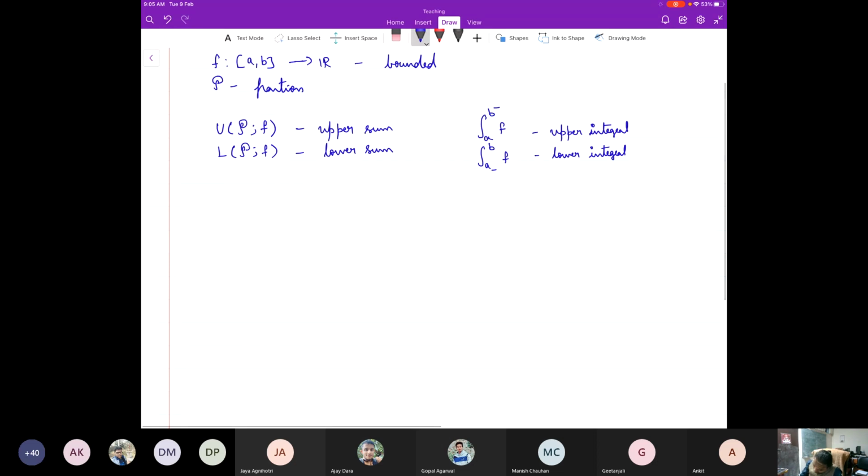And then we had a characterization. Yeah, so f is Riemann integrable if and only if for every epsilon greater than 0, there exists a partition P_epsilon such that the upper sum minus the lower sum is less than epsilon. Right. Yeah, so this we saw.